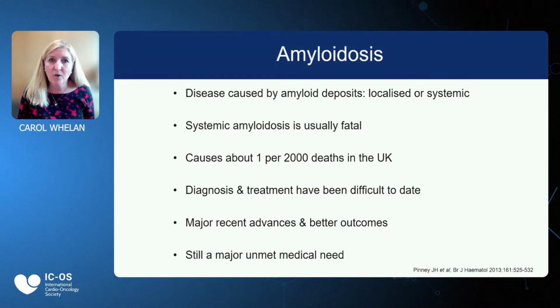Amyloidosis is a disease caused by amyloid deposits, localized or systemic. Systemic amyloidosis is usually fatal, and it causes about 1 per 2,000 deaths in the UK. Diagnosis and treatment have been difficult to date. There have been major recent advances, however, and better outcomes, but we note it is still a major unmet medical need.